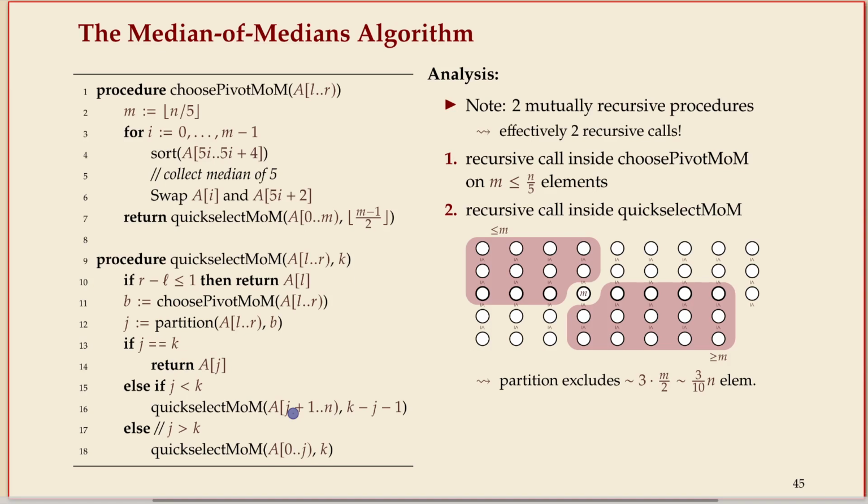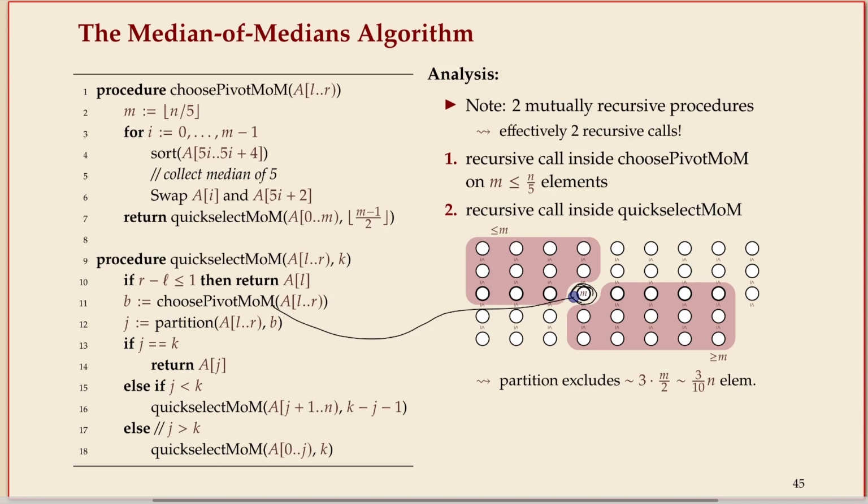But we can give an upper bound on how big it can possibly be. And that's what this picture tries to do. So you have elements arranged in these groups of 5. That's what this part does. That arranges elements in groups of 5 and picks the median. So the final pivot that we choose is this one. That's what we get back here from that method call.